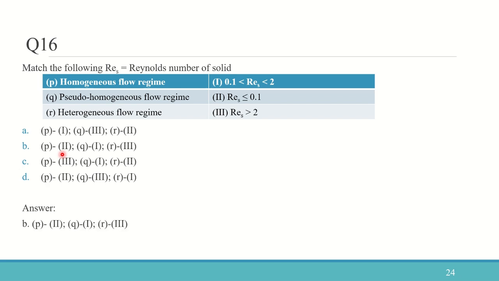Because homogeneous flow regime occurs when there is a very low Reynolds number, and heterogeneous flow regime occurs when the Reynolds number is very high, meaning greater than 2. And pseudo homogeneous flow regime occurs when the Reynolds number is between 0.1 to 2.